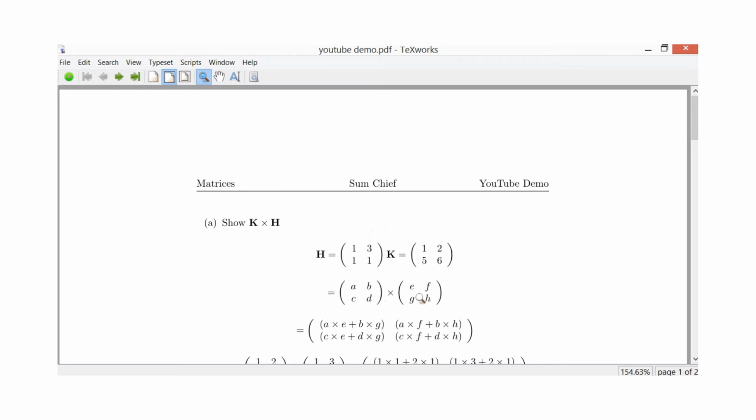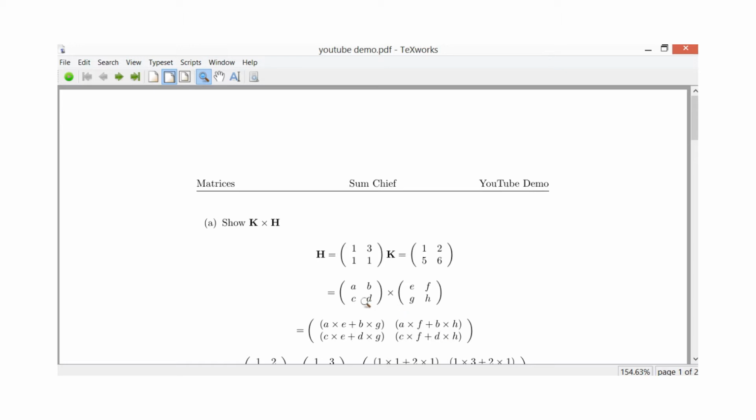We're going to assign variables A, B, C, D to the first matrix and E, F, G, H to the second matrix, to show you a nice little formula for how to multiply. You take the top row multiplied by the first column to give the top left, the top row with the second column gives the top right, the bottom row with the first column gives the bottom left, and the bottom row with the second column gives the bottom right.